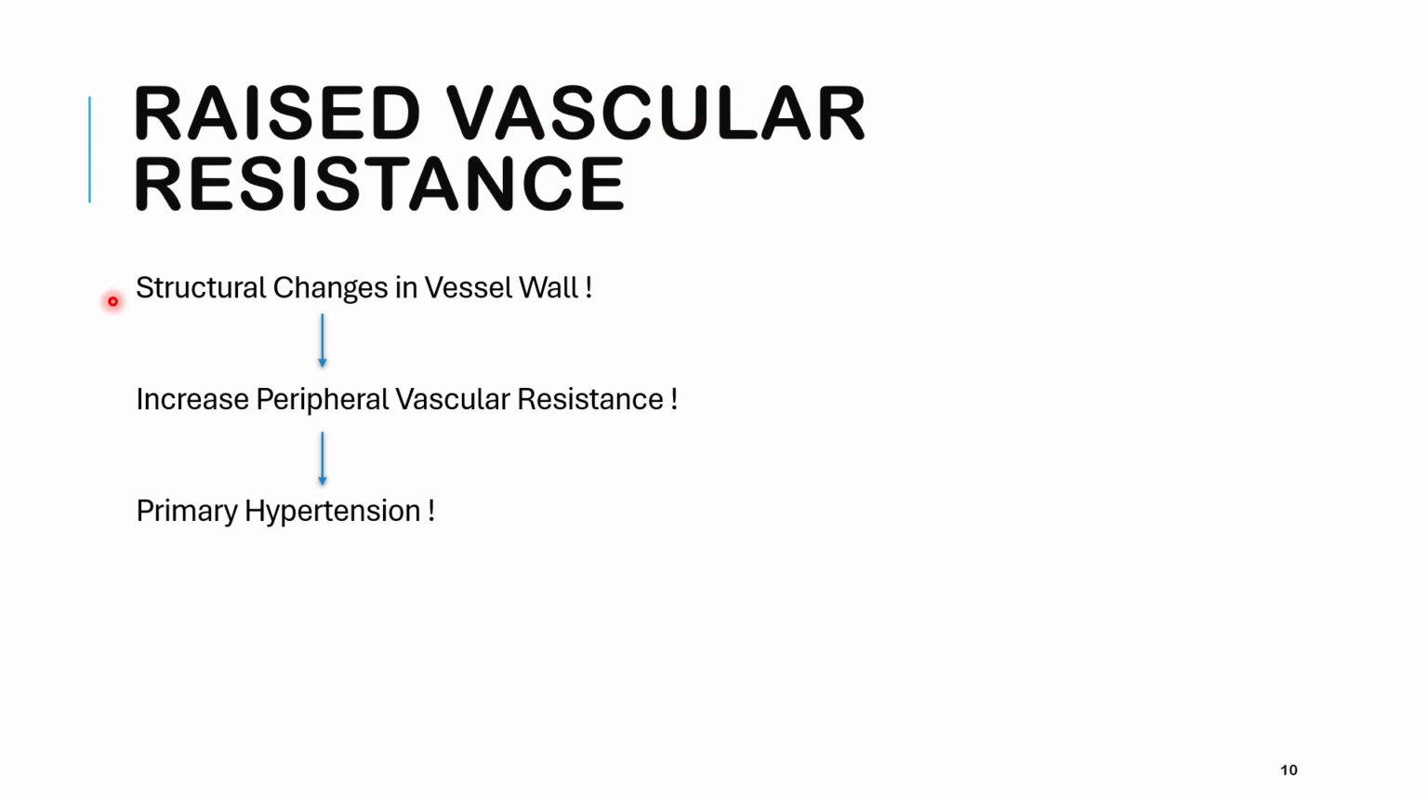If you have vascular resistance, particularly by atherosclerosis development, lipid deposition, vasoconstrictor stimuli, hypoxia, that will lead to more peripheral vascular resistance and more hypertension. So structural change in the vessel wall obviously will affect your blood pressure.